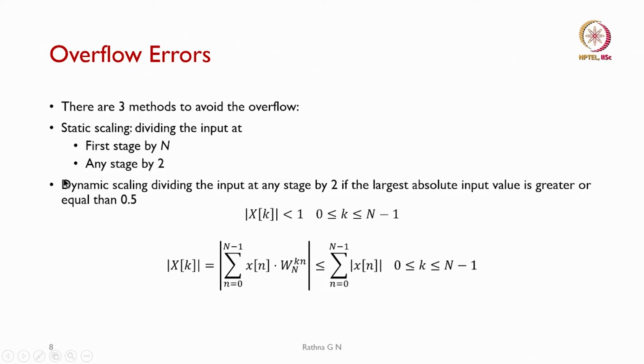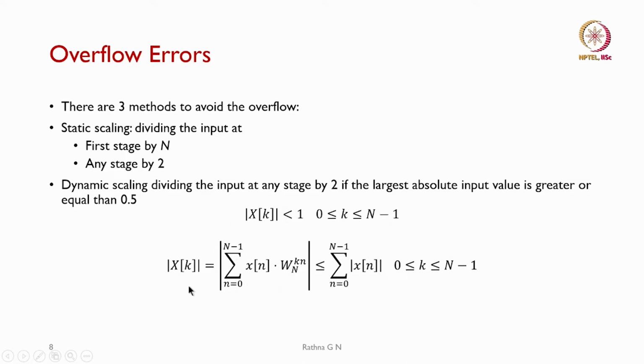The other method is based on dynamic scaling, that is dividing the input at any stage by 2 if the largest absolute input value is greater than or equal to 0.5. Then we are taking the norm of the magnitude of x of k, which is less than 1, for 0 less than or equal to k less than or equal to n minus 1.